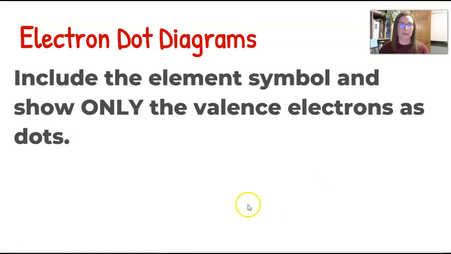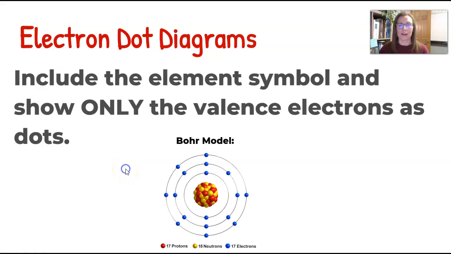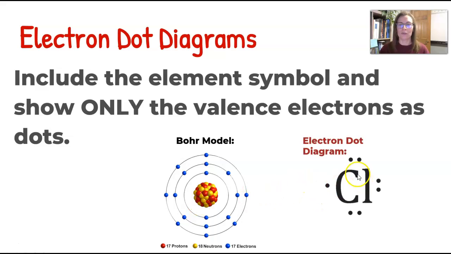So we simplify it to include only the element symbol and only the valence electrons. So this is our Bohr model that we have been using, and we simplify it to show just the element symbol and just the electrons that are in the outside energy level around the symbol. And I'm going to show you how to make your own.